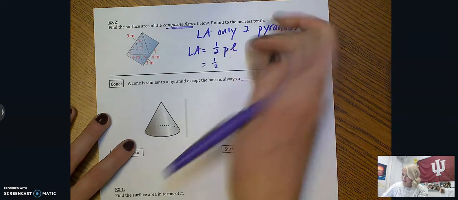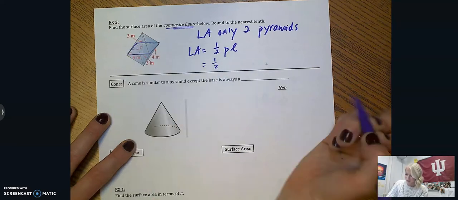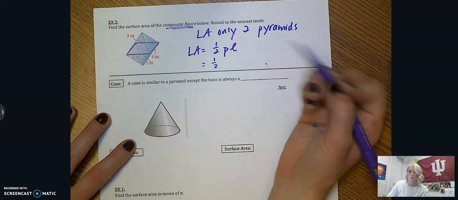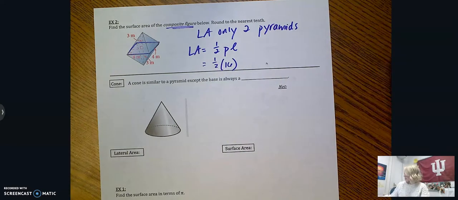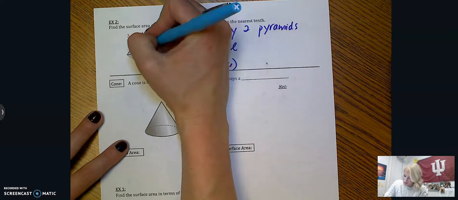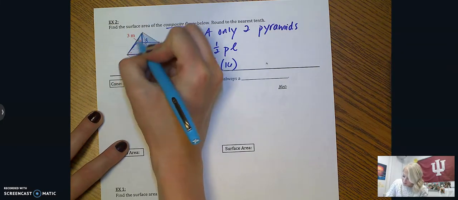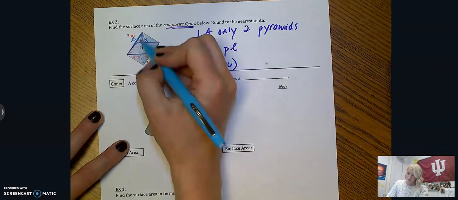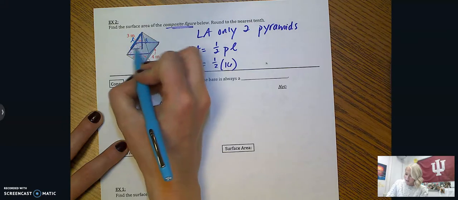Okay, so half perimeter of the base. That's this square piece in the middle, what it's sitting on. Every edge is 4, so 4 times 4. Ooh, the slant height. They're giving you the height here. That's 3. The slant height is going to look like this, like the edge there of your face.